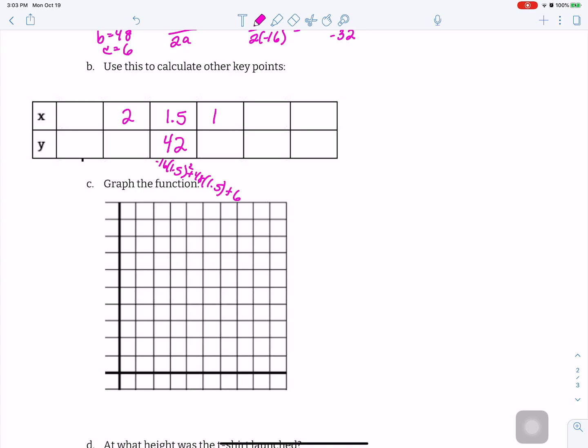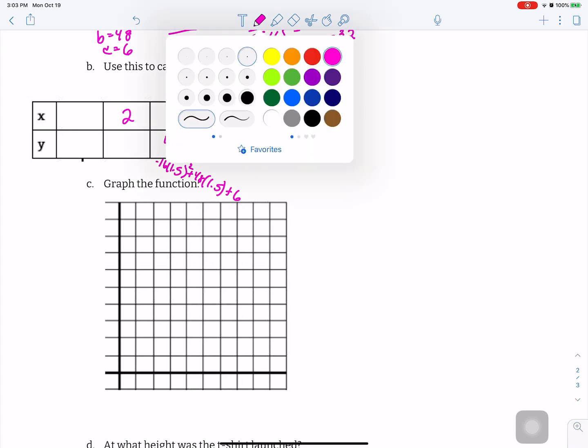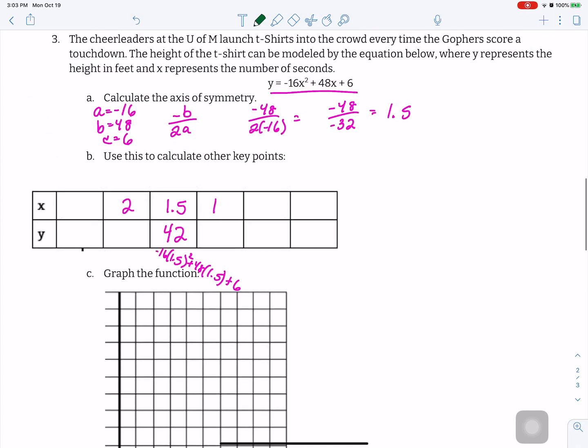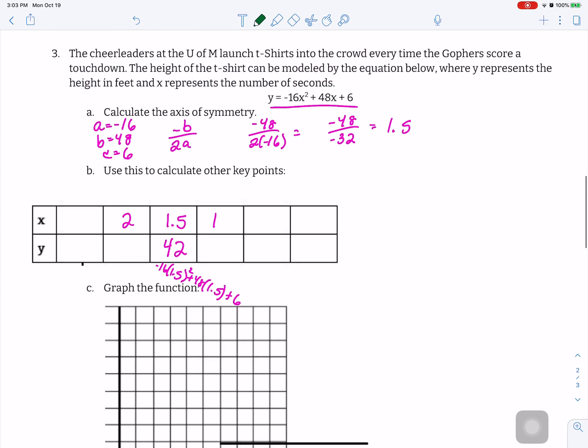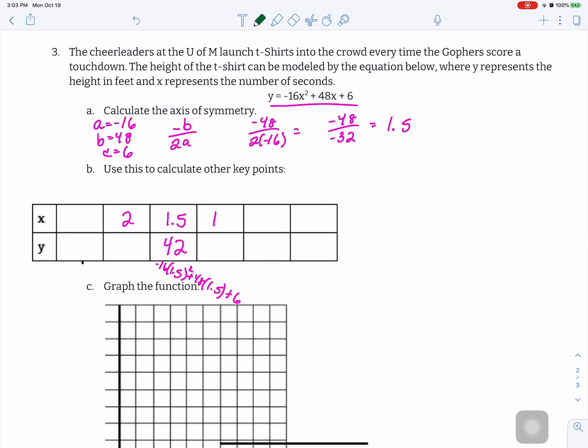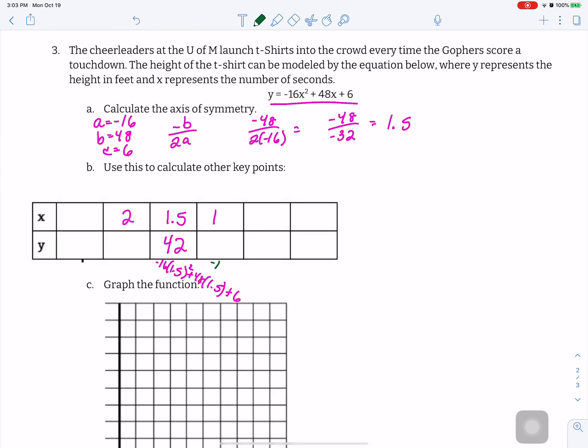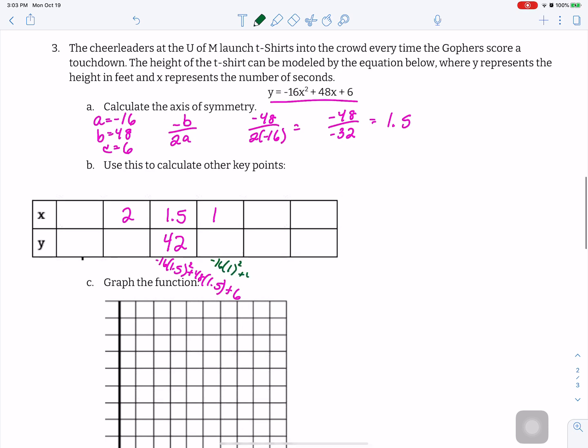And then if we go ahead and look at the 1 or the 2, I'm just going to choose the 1 because it's a lot easier to calculate. Again, I wouldn't do any more 0.5s at this point. I just want to be able to see kind of where we're at here. Negative 16 times 1 squared is just going to give me negative 16. Plus 48 times 1 is just going to be 48. Plus 6. So negative 16 plus 48 plus 6 gives me 38 feet. And that would also be what you end up with at 2.